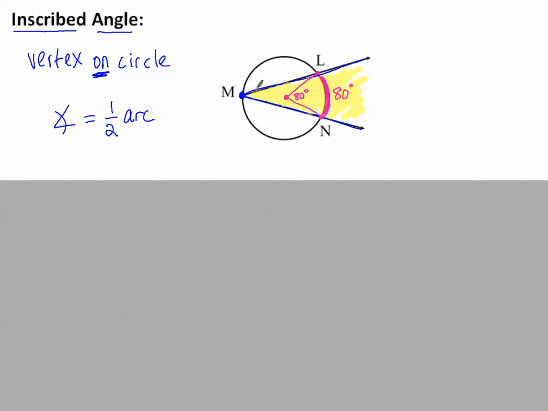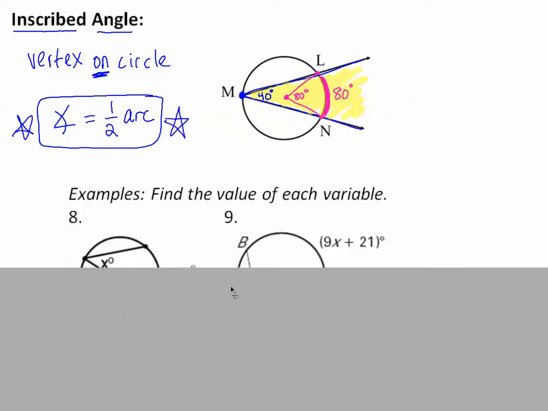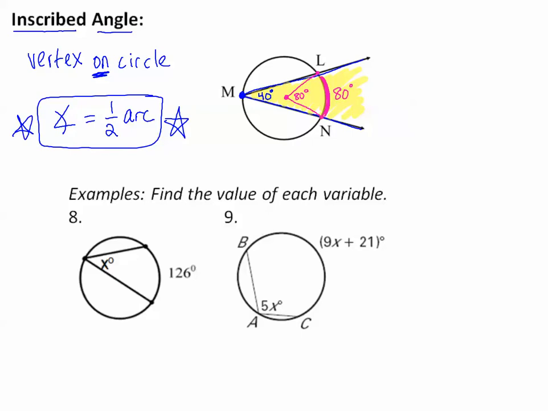See how as it gets farther away, it gets smaller. So this little angle inscribed is 40 degrees. This formula is really important to remember about inscribed angles. Let's do a few examples related to the inscribed angles. Find the value of each variable.